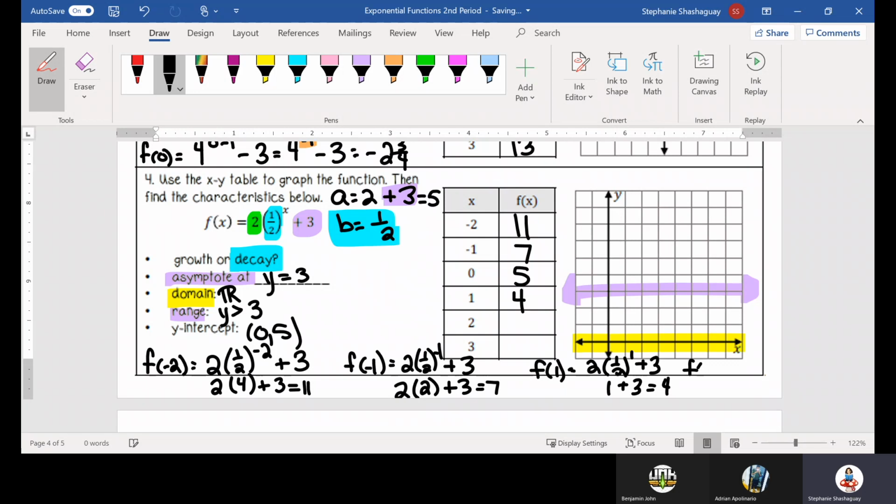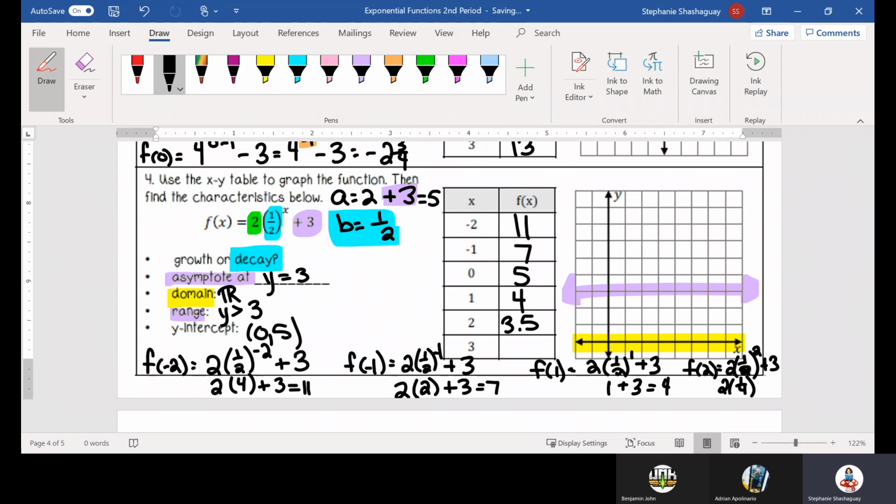I found f of 2. That's going to be 2 times 1/2 squared plus 3. Well, 1/2 squared is 1/4. And 2 times 1/4 is going to be 1/2, plus 3, and you're going to have 3.5. So we can go ahead and plot these points. We're going to just get another decimal here for number 3, so you can do the math there.